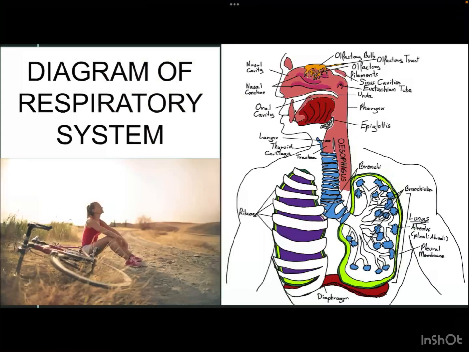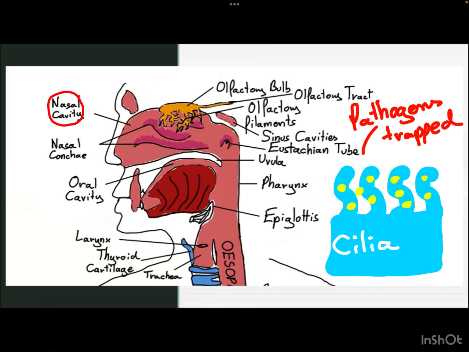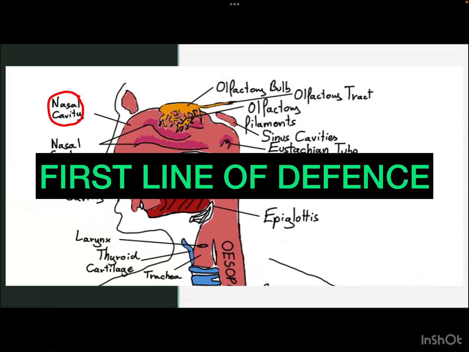So, as you can see here on the diagram on the right, I drew a diagram of the respiratory system highlighting some of the structures that will be used in this video. Now, we have the nasal cavity on the top left, as you can see, and it contains tiny hairs called cilia, alongside the mucous membrane that helps to trap dust and pathogens to prevent them from entering the lungs. It acts as the first line of defense against inhaled pathogens and particles.